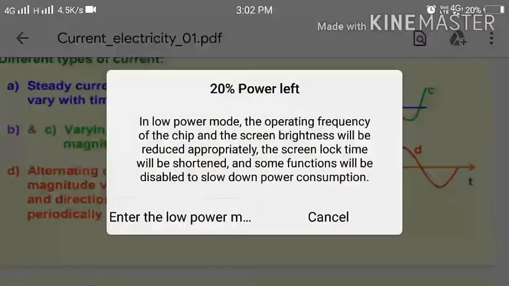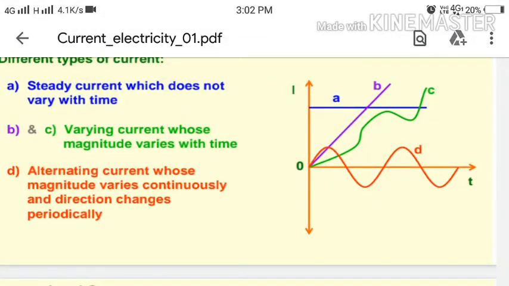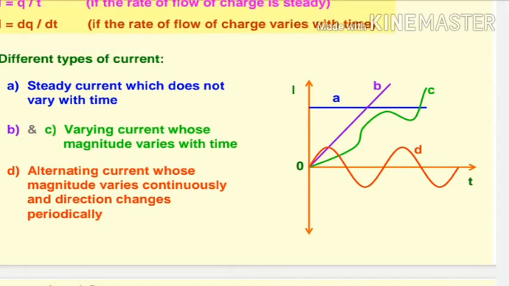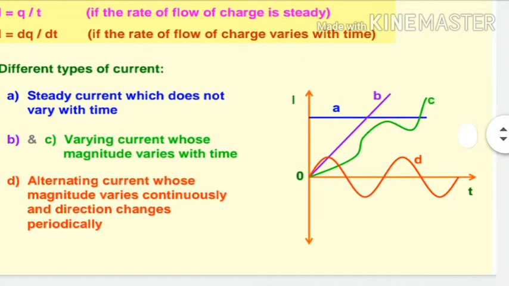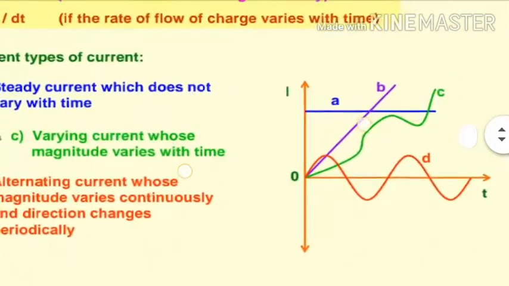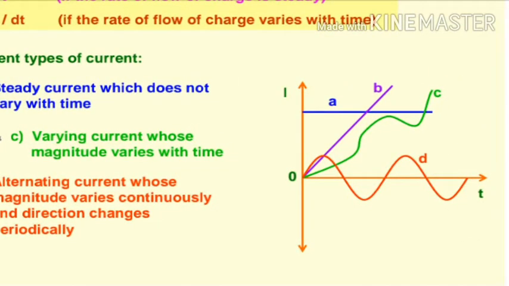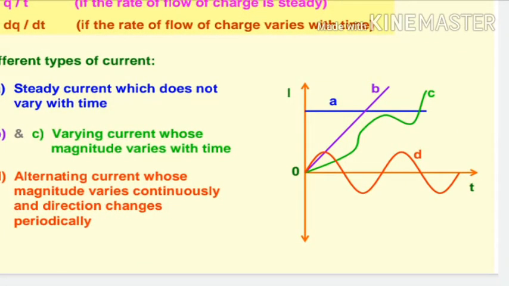Then you will find that the line is represented by blue color, A. This A line from here to here expresses the steady current which does not vary its magnitude with respect to time, and the line which varies its amplitude with respect to time continuously is expressed by the line B. This B line represents the varying current in which the magnitude of the current increases with a constant rate with respect to time.